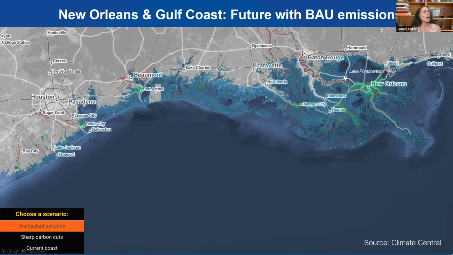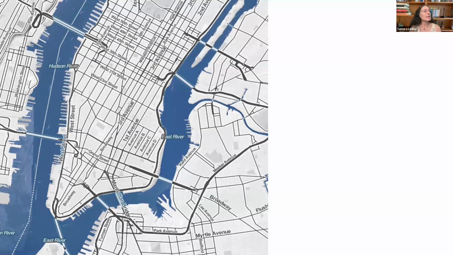So you would lose New Orleans completely, and a lot of the Gulf Coast would disappear underwater. This is Manhattan today. And I'll just make a note here to pay attention to this part of Manhattan. This is where Wall Street is, the southern tip of Manhattan. This is the New Jersey shore over here. This is Brooklyn and Queens over here.